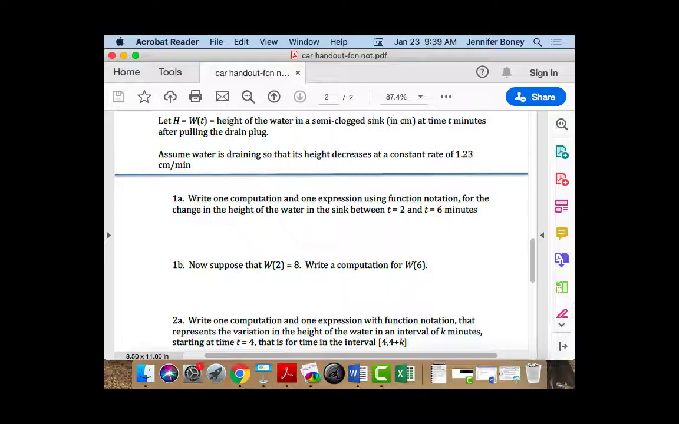And then there's additional questions. I'll leave it at this, but if you want to scroll through this document, this is what's on Canvas. It's in that module 1. But if you want to work ahead, think about these values and the symbols that can represent them in a couple of different ways. And then 1B says, suppose that W of 2 equals 8. Write a computation for W of 6.